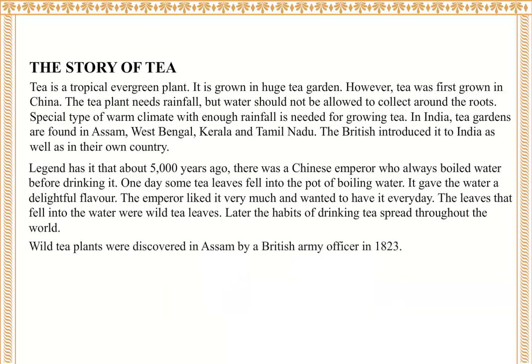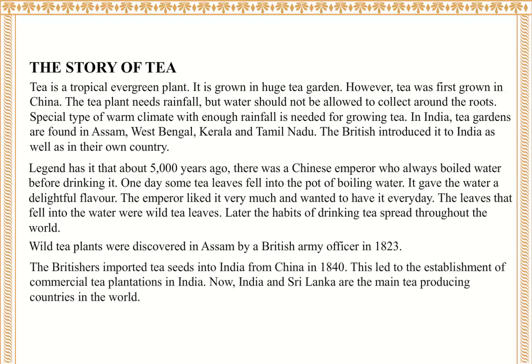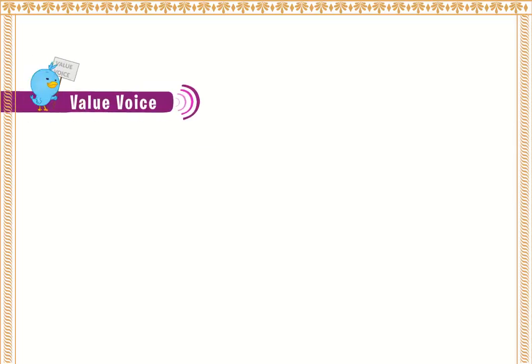Wild tea plants were discovered in Assam by a British Army officer in 1823. The British imported tea seeds into India from China in 1840. This led to the establishment of commercial tea plantations in India. Now, India and Sri Lanka are the main tea-producing countries in the world.